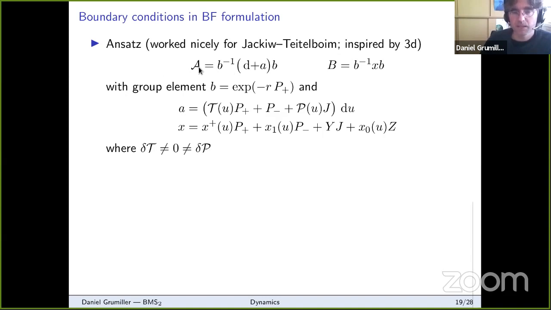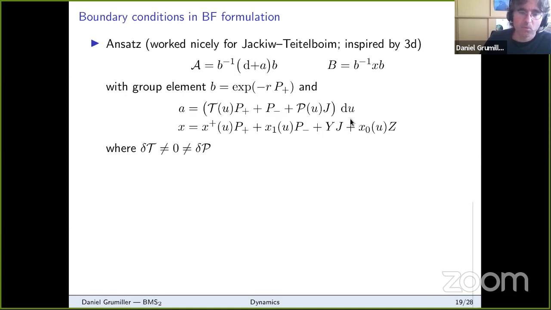So what we do is we split the bulk connection into a boundary connection, small a, that depends only on the boundary coordinate u, and a group element b that is state independent and depends only on the radial coordinate. You have to work a little bit to find out that you need to choose b to be the exponential of minus r times P_+ to recover Eddington-Finkelstein gauge, but it's not hard to show this. And we use a similar ansatz for the scalar field. So also the scalar field big B is b^-1 small x times b, and small x again depends on functions that only depend on the boundary coordinate u.